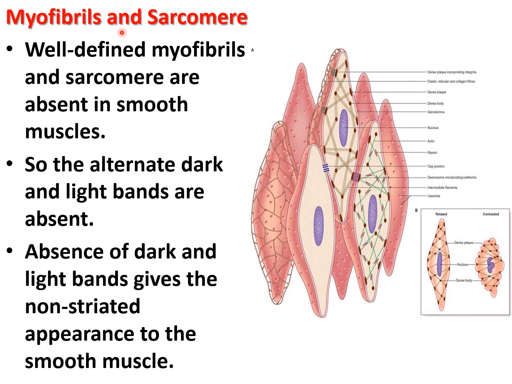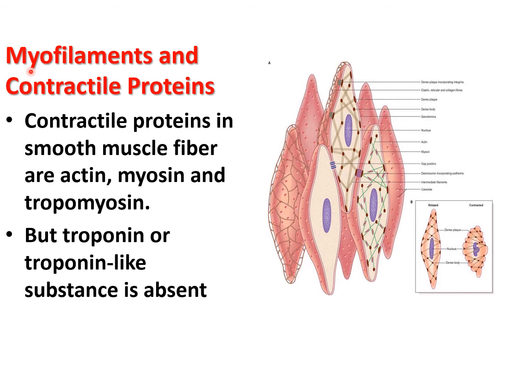Then about myofibrils and sarcomere. Well-defined myofibrils and sarcomeres are absent in smooth muscle, so the alternate dark and light bands are absent. Absence of the dark and light bands gives the non-striated appearance to the smooth muscle fiber. Then myofilaments and contractile proteins. Contractile proteins in the smooth muscle fiber are actin, myosin and tropomyosin, but troponin or troponin-like substance is absent.